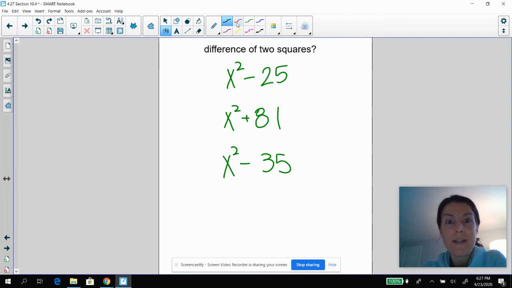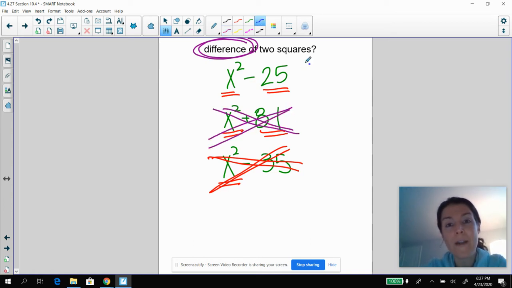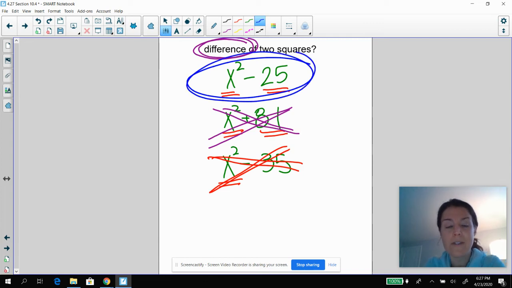All right, so the criteria is that the first and last terms have to be perfect squares. So this is a perfect square, this is a perfect square, this is a perfect square, this is a perfect square. Okay, so we're good there. Here's a perfect square, but 35 is not a perfect square, so this one's out. So I know now that I'm just looking at the top two. But if you have the word difference here, you know it's got to be subtraction. So this guy is also out. So the only one that is a true difference of two squares is the one up at the top.